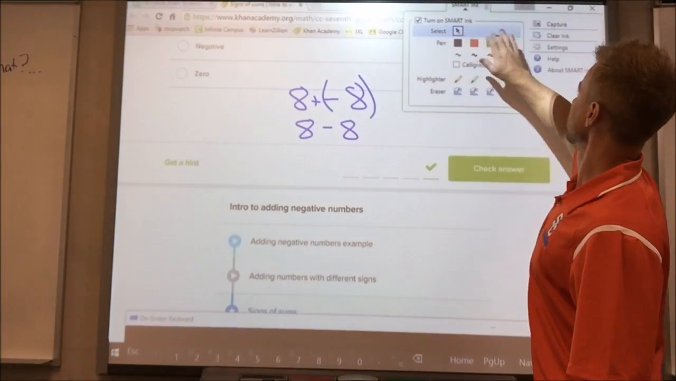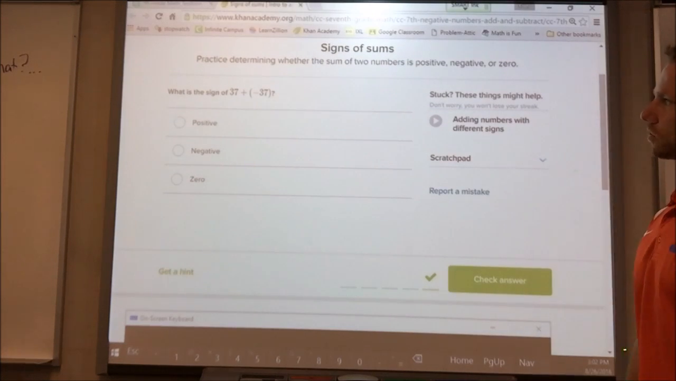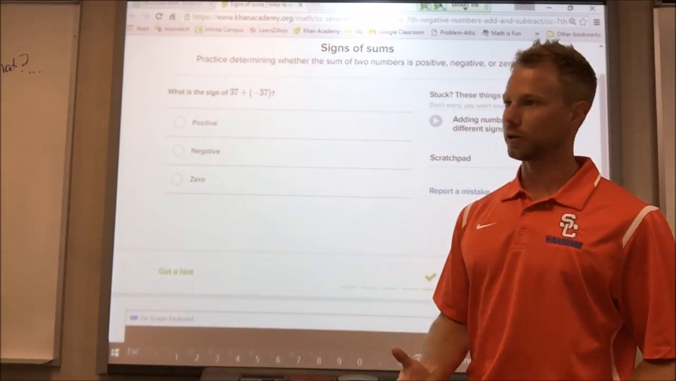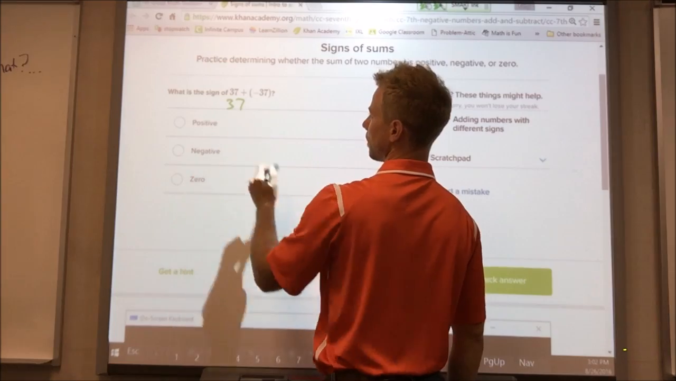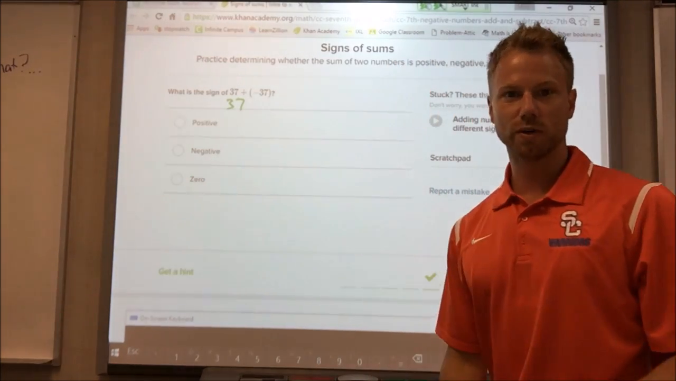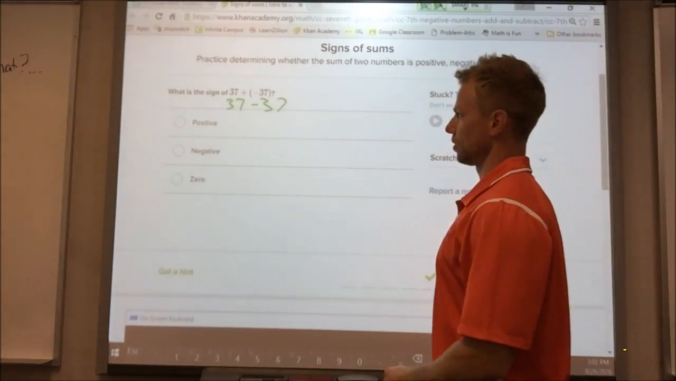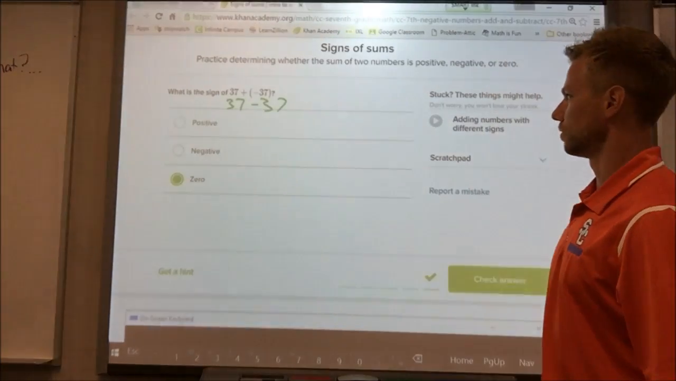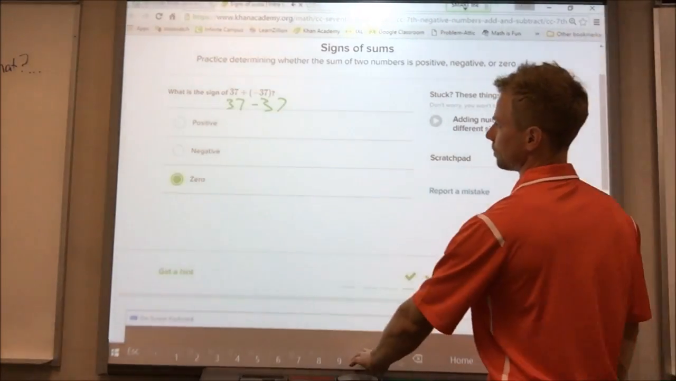Okay, let's try another one. Let me clear that ink for you. Okay. Second one says, what is the sign of 37 plus a negative 37? Again, we're going to apply our rules. A positive and a negative right next to each other, two unlike signs, becomes a negative. So it's going to be 37 minus 37. Then it's pretty obvious that it's going to be 0. 37 minus 37 is 0.